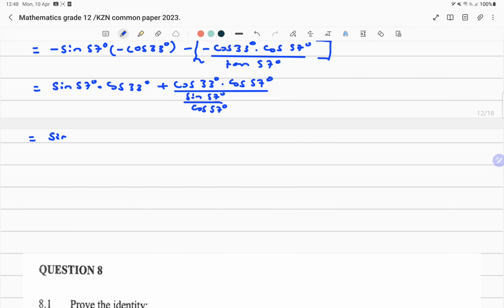Say this is sine 57 cos 33 degrees plus. Now when we deal with this, it flips around such that we've got cos 33 degrees times cos squared 57 degrees over sine 57 degrees. Now this thing is doing its own things, which is equal to, so we multiply by the common denominator.